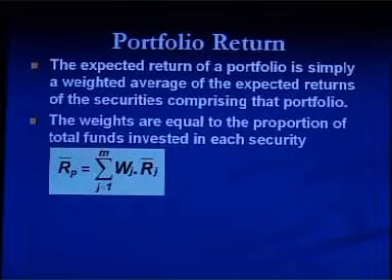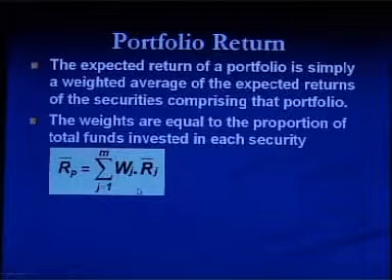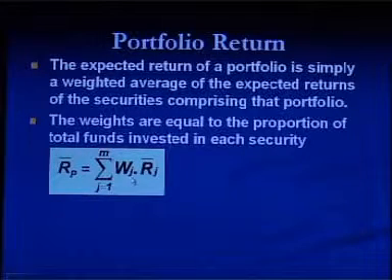Now, we can use this particular formula to calculate the portfolio return, where Wj is the weight or proportion of funds invested in security J, and R bar J is the expected return of security J, where J can be any number of security from 1 to m in the portfolio.